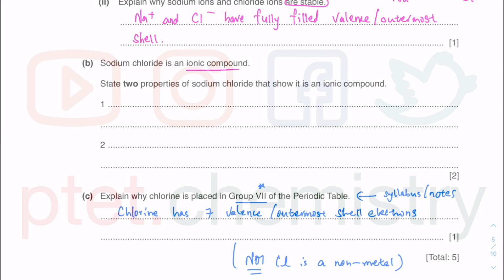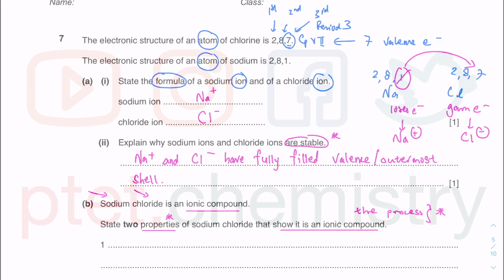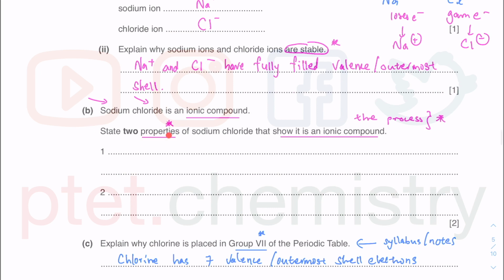So they told you that it's an ionic compound because you have a metal and a non-metal combined together. Now you've got to give properties to show that it's an ionic compound. A lot of students get confused between this word properties and the process. The process involving metal and non-metal is the transfer of electrons from the metal to the non-metal. That is the process. You want properties.